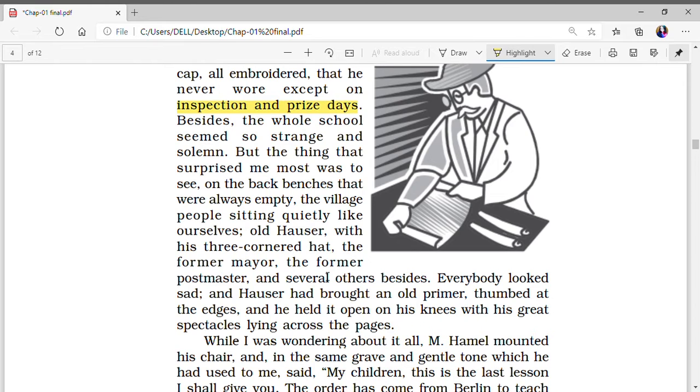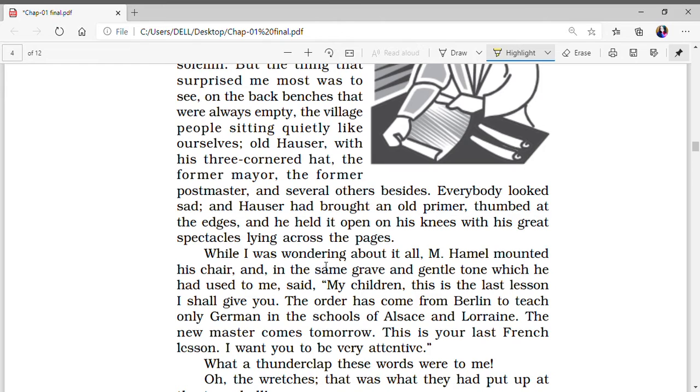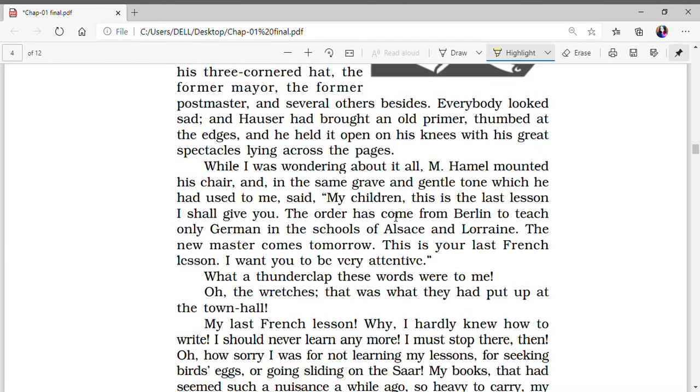"But the thing that surprised me most was to see on the back benches that were always empty, the village people sitting quietly like ourselves." So everything is so unusual, but what is that thing which surprised Franz most? The backbenchers. And who are these backbenchers? The people of the village, who include the old Hauser with his three-cornered hat, the former mayor, the former postmaster, and several others. All these village people are sitting at the back of their classroom.